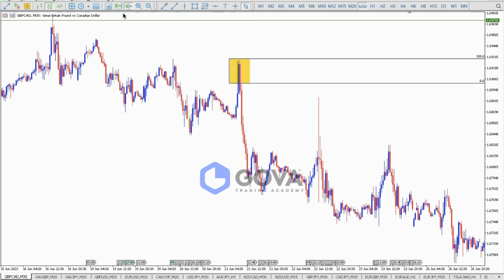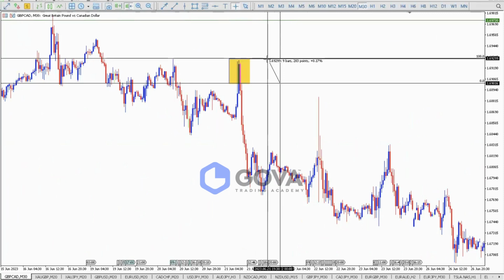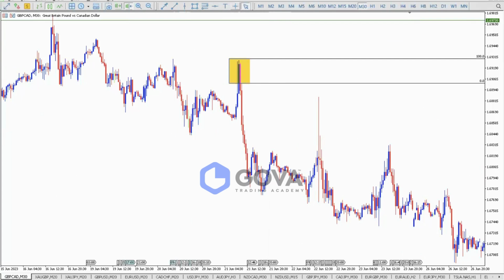So how many pips risk is here? Let's calculate from the proximal line up to the distal line here. The risk here is 27 pips. So it means automatically 27 plus 5 is going to be what?